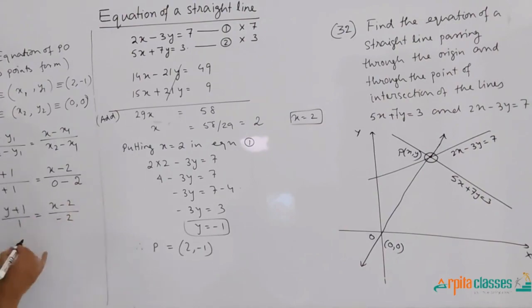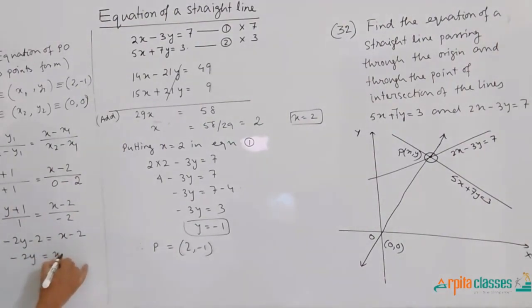So now cross multiply, it is minus 2y minus 2 is equal to x minus 2. Minus 2y is equal to x minus 2 plus 2. This gets cancelled. Minus 2y is equal to x, or we can write x plus 2y is equal to 0. So the equation of the line is x plus 2y is equal to 0.